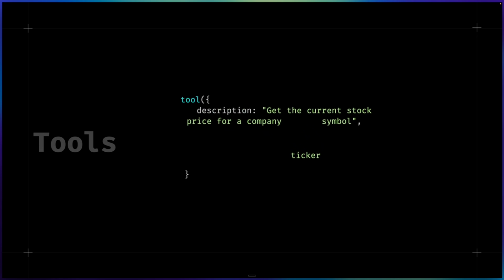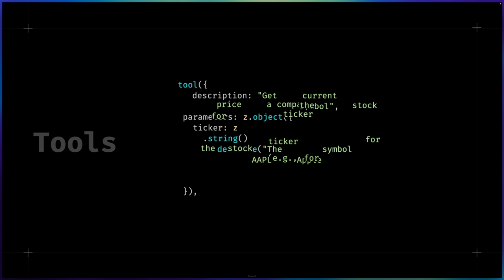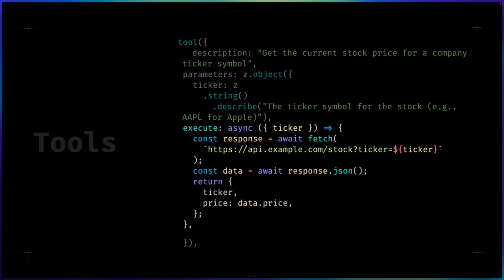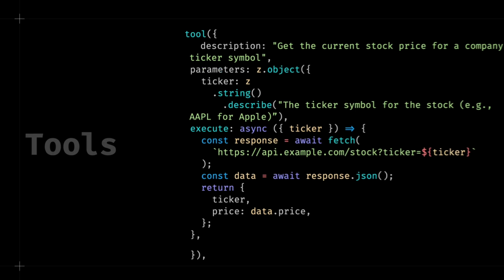Next, we add parameters. We define them using a Zod object. In our case, it's a ticker field. Using Zod here is important because it tells the model exactly what input it needs and what it should look for before it can call the tool. Then comes the execute function, the action. This is usually an async function that takes in the input, like our ticker, calls an API, and then returns the result back to the model.